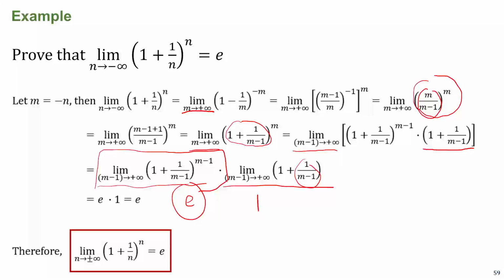Therefore, we know for both n approaches positive infinity or negative infinity, the expression 1 plus 1 over n to the power of n always equals e. Okay, I hope you can put this down in your notebook and memorize it by yourself.